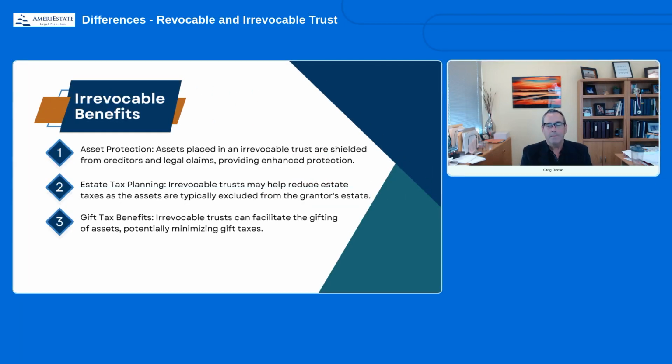All right. Benefits of irrevocable trusts. Number one, asset protection. Generally speaking, assets placed into an irrevocable trust are shielded from creditors and legal claims, providing enhanced protection for you. Number two, estate tax planning. Irrevocable trusts may help reduce estate taxes as the assets are typically excluded from your taxable estate when you pass away. Number three, gift tax benefits. Irrevocable trusts can facilitate the gifting of assets, potentially minimizing gift or estate taxes. Okay, so it could be a mechanism by shifting part of your estate to the next generation, shall we say.